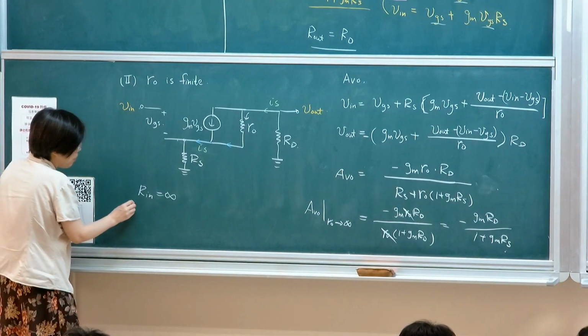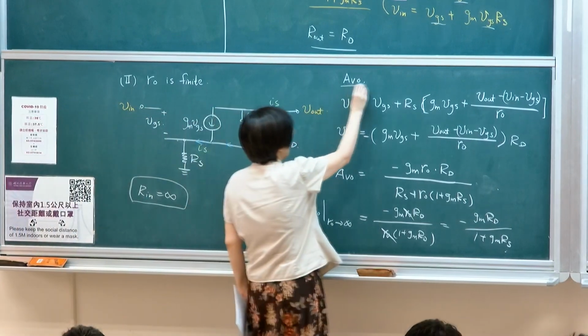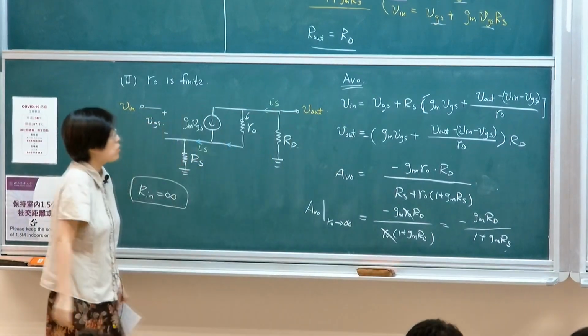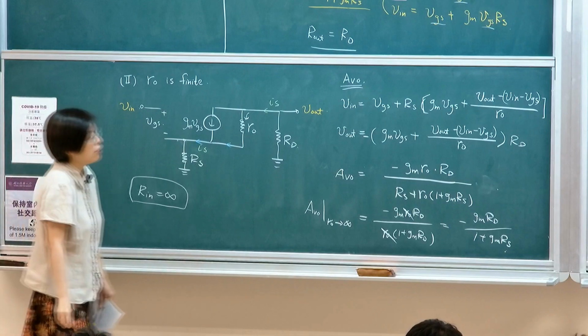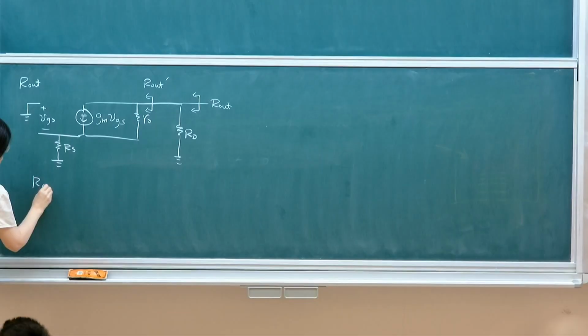Of course, for this type of analysis, you look at input resistance, you look at voltage gain, and eventually you want to look at output resistance. So the output resistance is the same. If you want to look at R out, you can do the same exercise. The equivalent circuit will look something like this.